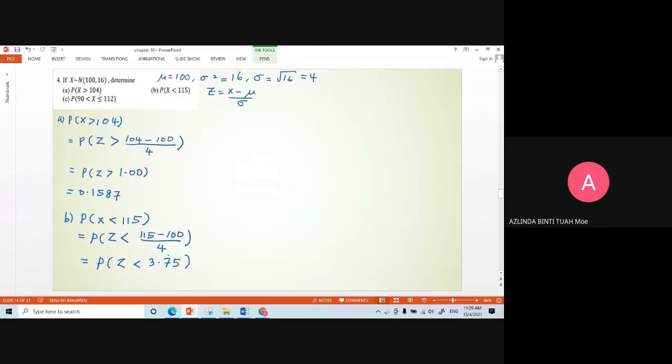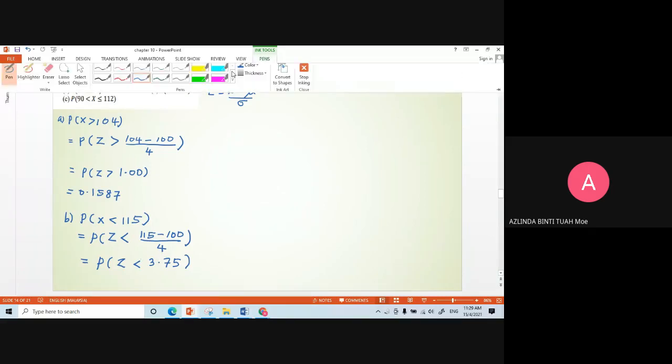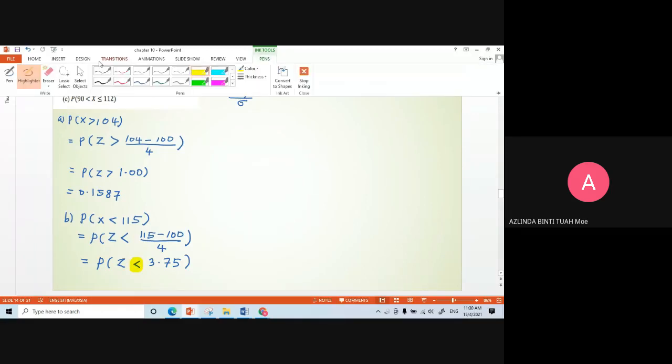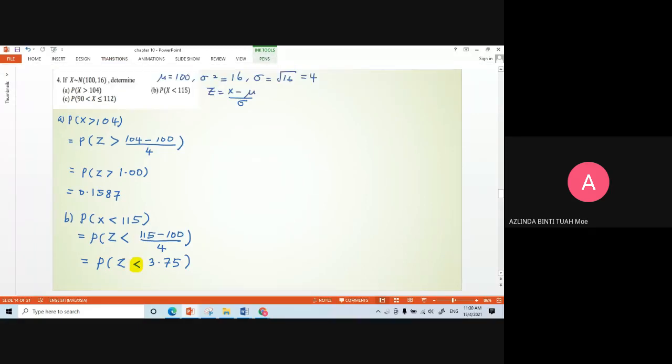Okay, so far tak boleh terus direct baca table sebab kita punya simbol ni, problem pada simbol. Simbol ni less than. Kalau baca table mesti greater than positive value. Jadi perlu melalui bell shape. We have to draw bell shape for this question. Ini z-axis. Sini 0. 3.75 here. Bergarisan ke atas. Less than di sebelah kiri.